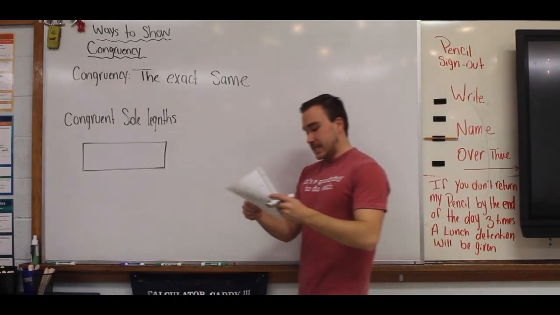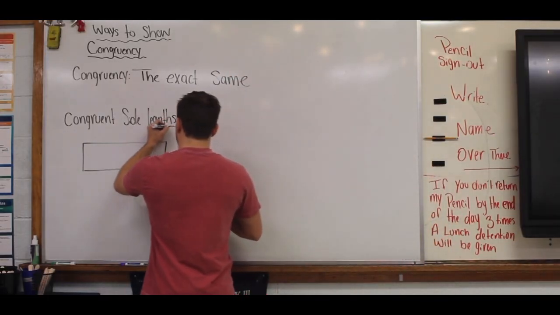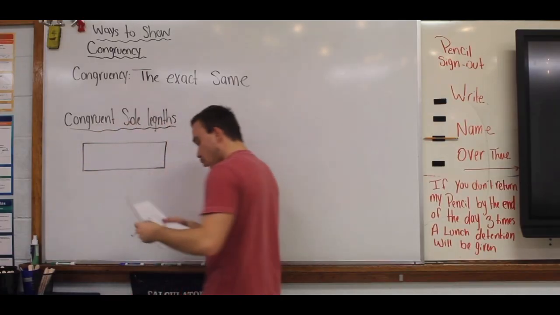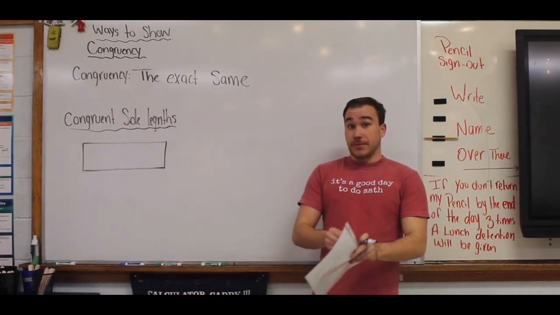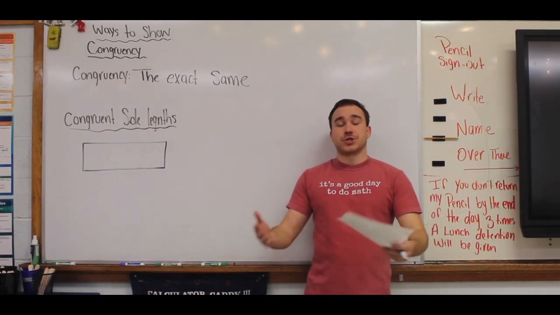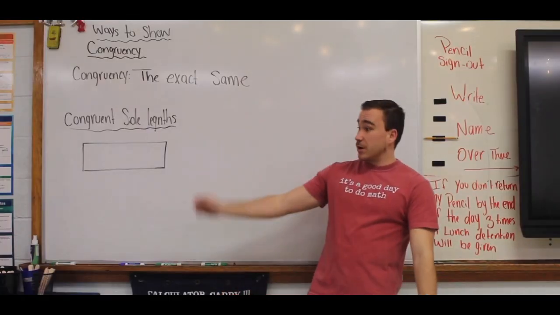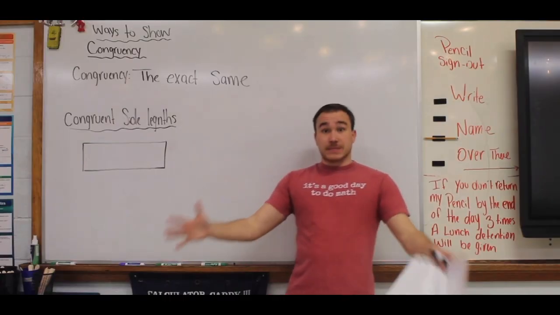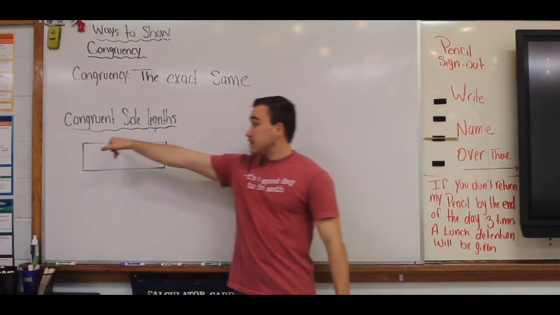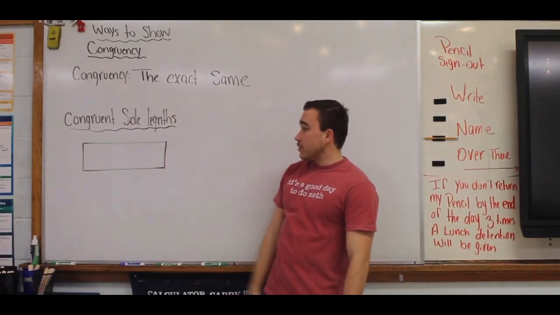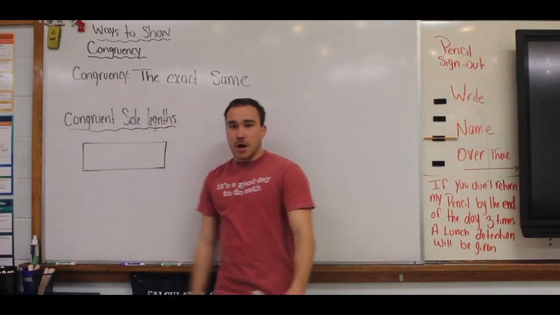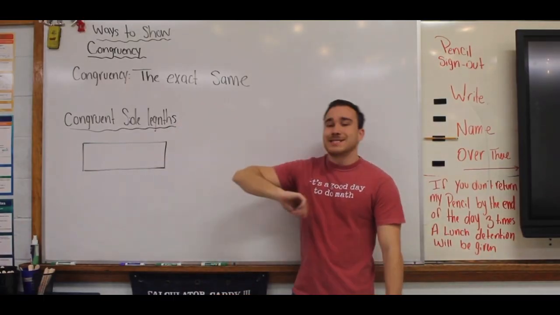Alright? The exact same. So, one thing that we know that geometry has is shapes. And we know that shapes have sides. We now know that shapes have angles. Remember, that's where there's two rays, the distance between the two rays. So, shapes have sides, and they have angles, have corners. Alright? So, we're going to start with side lengths.